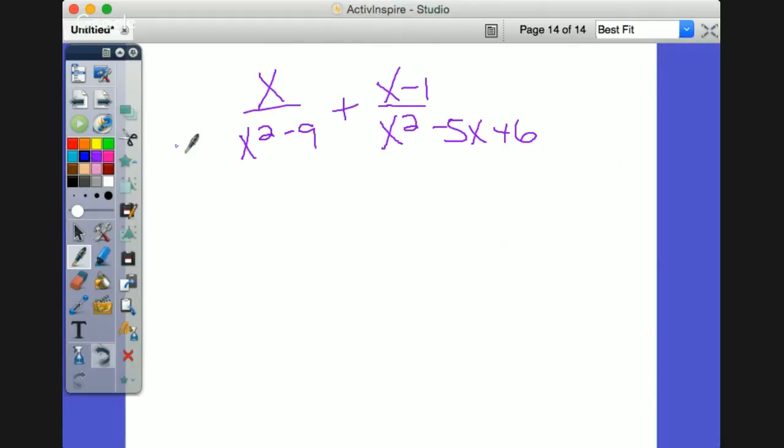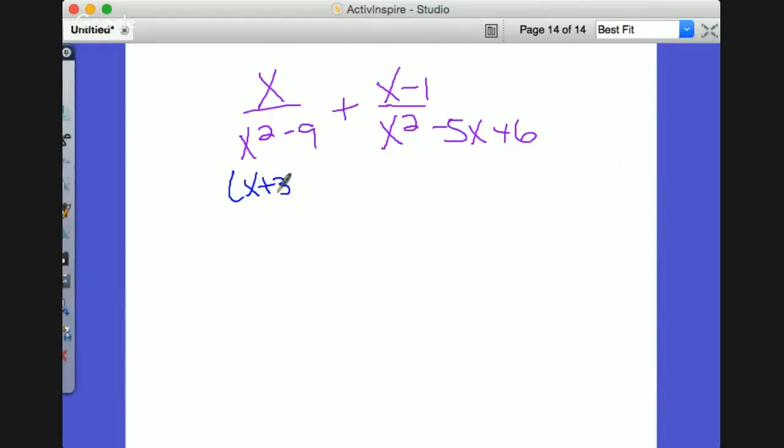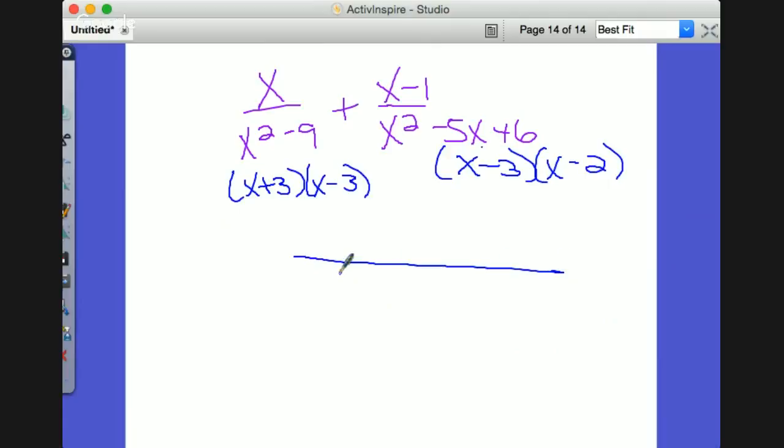Yes. To what? x plus 3, x minus 3. Good. What about the bottom right? x minus 3, x minus 2. Good. So what is the LCD? x plus 3, x minus 3, x minus 2. Good. But you have to multiply first.